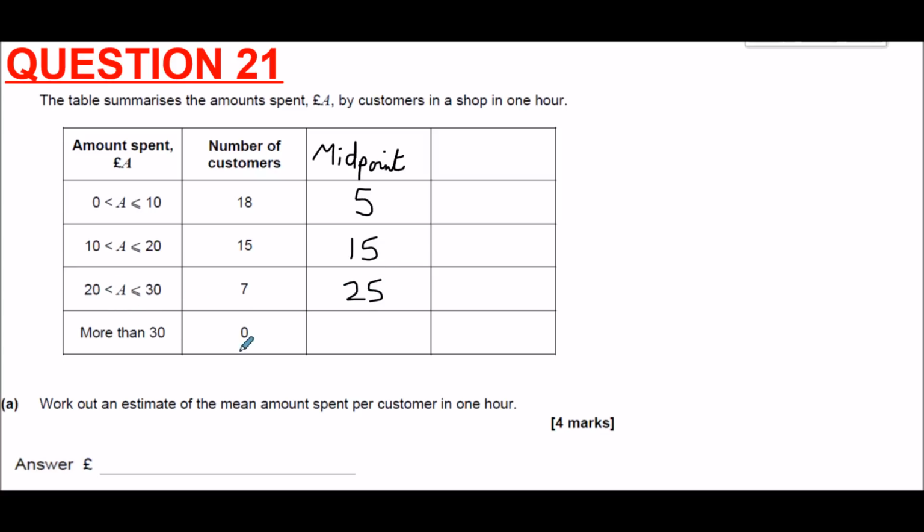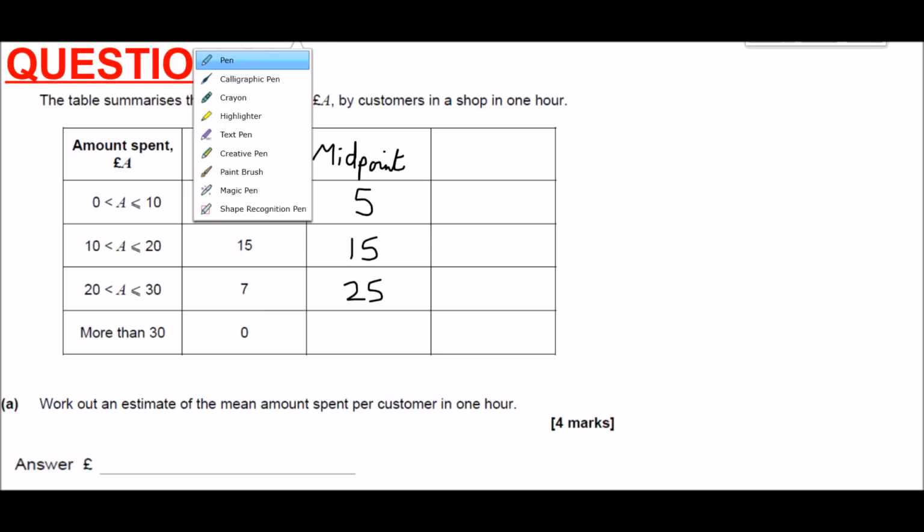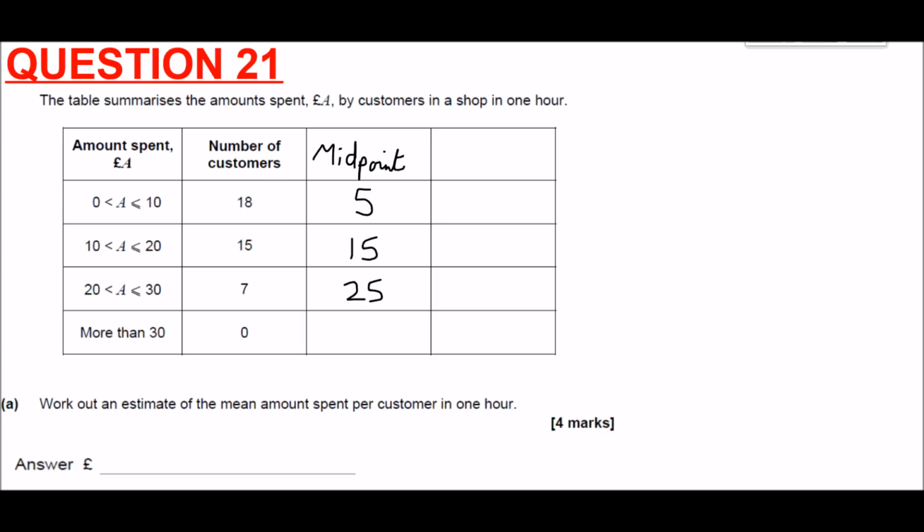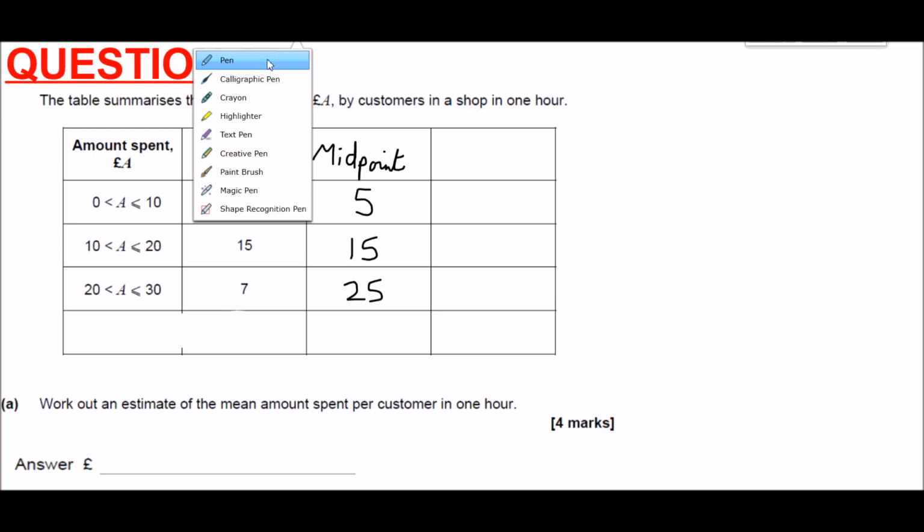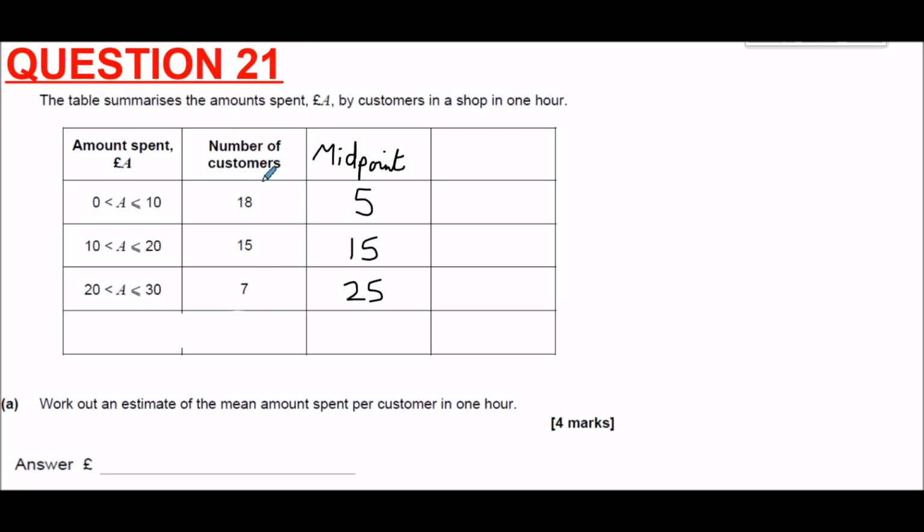Now this final row here is almost a bit of a trick because it says more than 30. That's nobody. And so we've got all the data we need here. So that more than 30 is just meaningless because nobody spent more than £30 anyway. So what I'm going to do is just scrap that bottom row because we honestly don't need it at all. Once you've got the midpoints, we can now do the midpoint multiplied by the frequency.